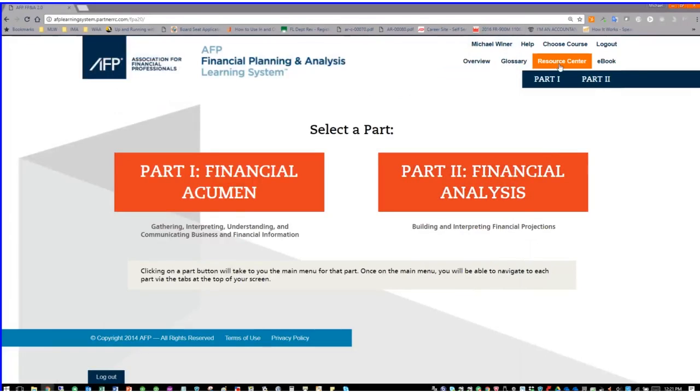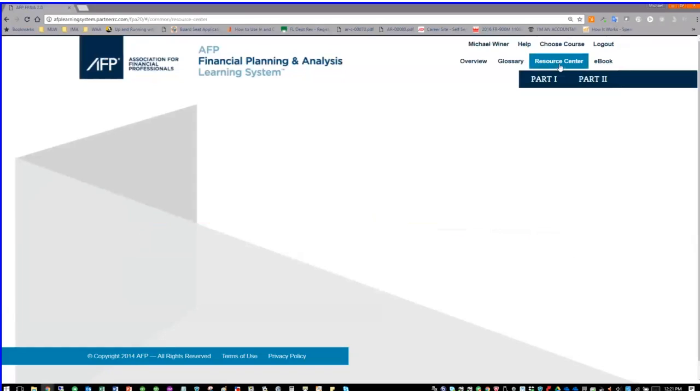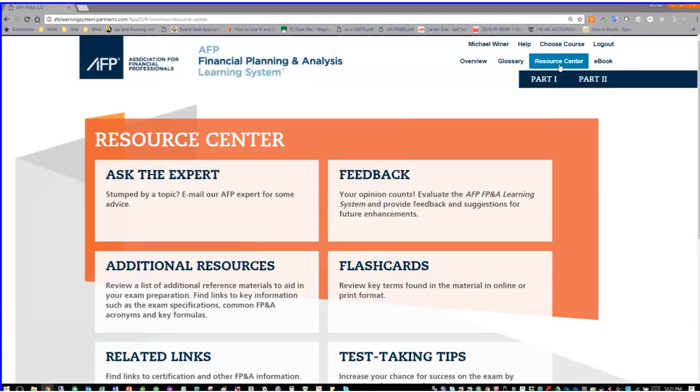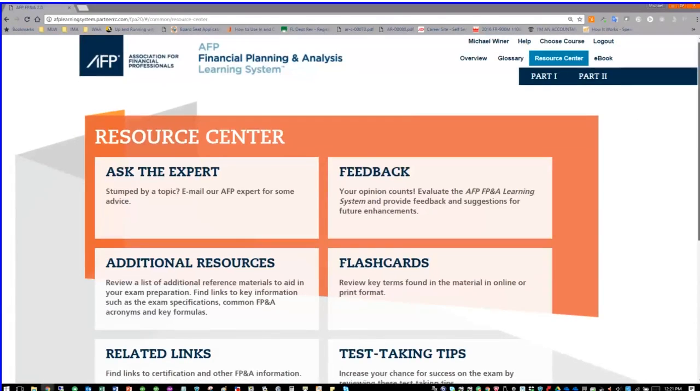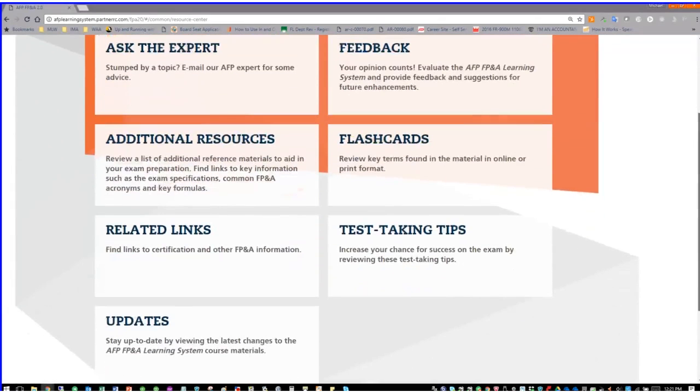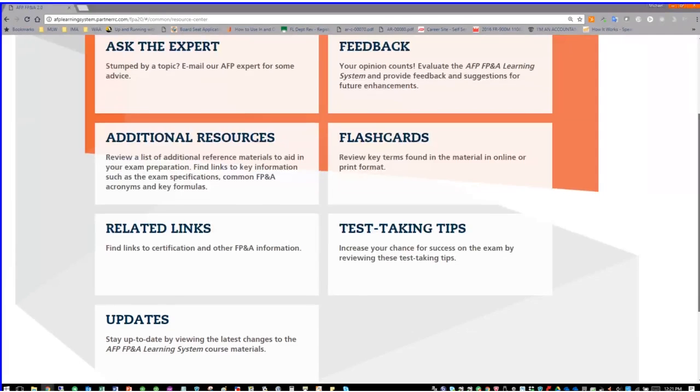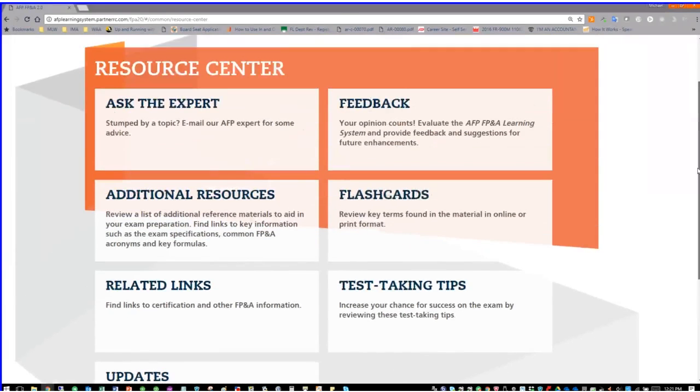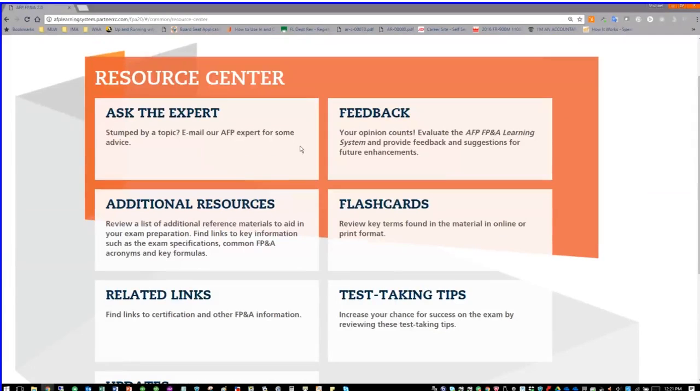Then there's also a resource center, and it's kind of odd that they didn't put the glossary in here, but they didn't. In the Resource Center, there are a series of boxes that you can click on. There's actually a live panel, or a communication panel, where you can fire questions at an expert. There's a feedback session. We'll get into some of the other ones next, but let me go first to the flashcards.